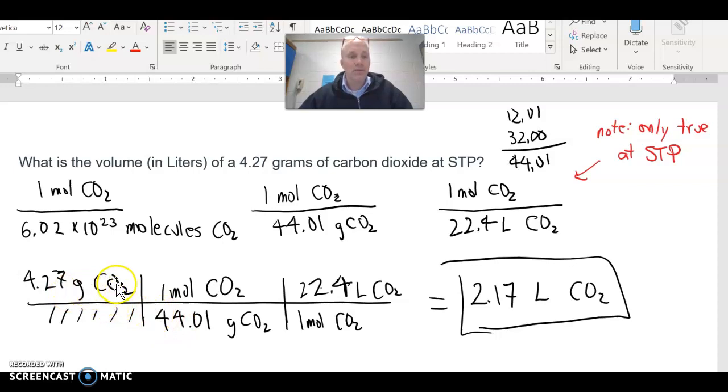You've got grams of carbon dioxide, moles of carbon dioxide, moles of carbon dioxide. It's still the same process. One thing I want to call your attention to is at the end of each of these, you have to round them to the correct number of significant figures.